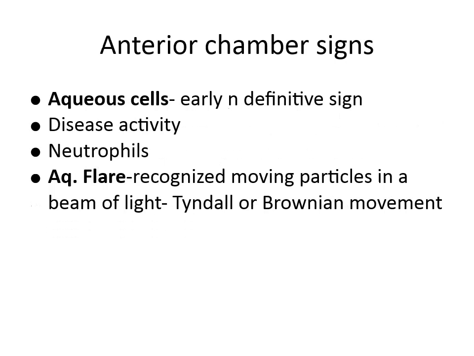So then coming to the anterior chamber signs, you have two things. One is the aqueous cells and aqueous flare. Now what are aqueous cells? These are the early and definitive signs of active inflammation. They mainly indicate the disease activity, and their number reflects the severity. Neutrophils are the main cells present in these aqueous cells.